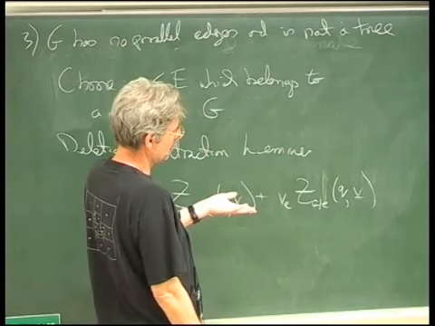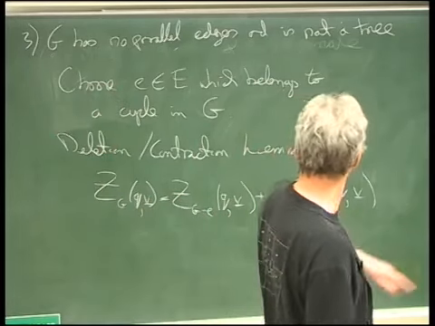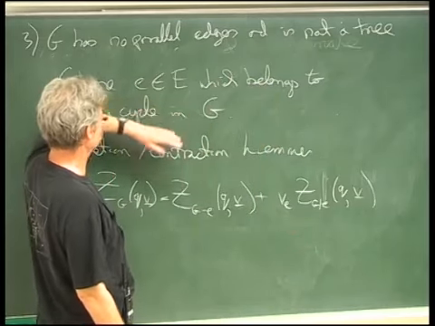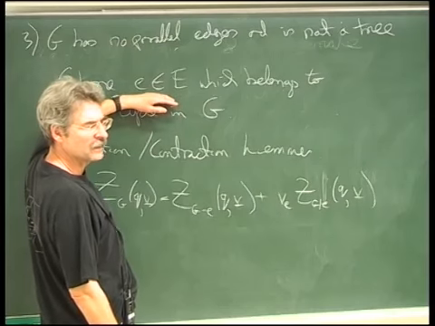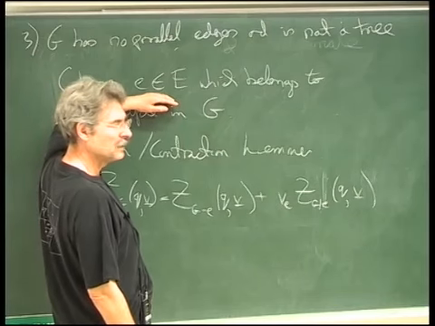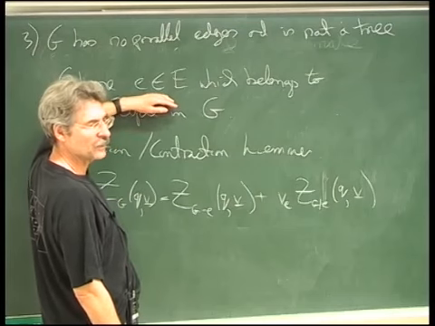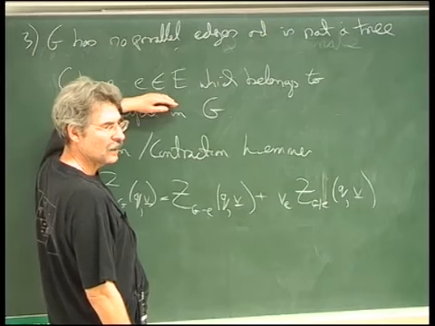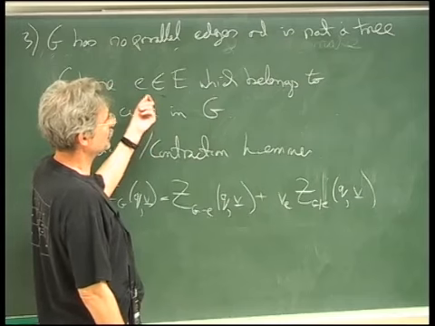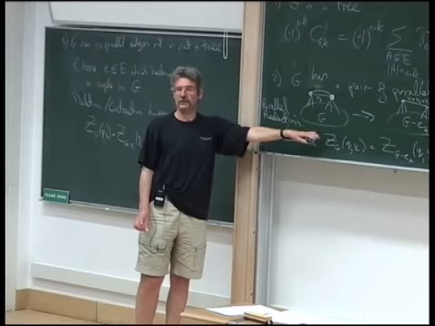We need to make sure that we stay inside our family of connected loopless graphs. Because e is in a cycle, when we delete e, we're still connected. And certainly when we contract e, we're still connected. We want to be loopless, so if we delete an edge, we can't create a loop. The cycle is at least 3. If it's length 2, you're back in the previous case. So if we contract an edge and create a loop, then the cycle had length 2, and that was case 2.